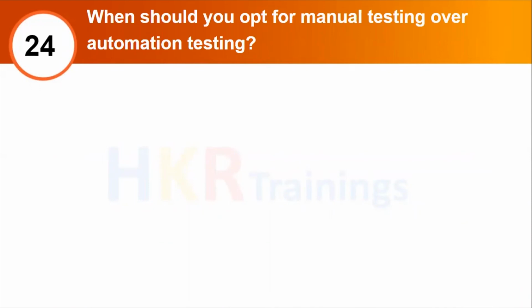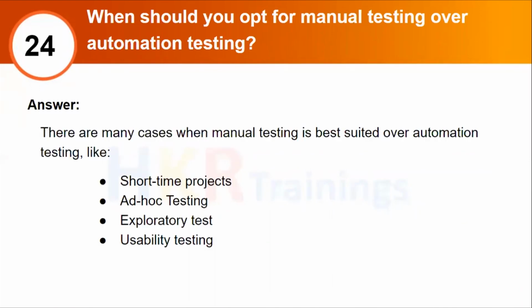When should you opt for manual testing over automation testing? Manual testing is mostly opted for in short-term projects. Suppose we have a small application that requires only one or two members, and we need not require any automation there, right? Instead of writing the code, maintaining the scripts, and maintaining other software to run all this, if it is a short-term project and a small application, then we need not maintain all the scripts and other software dependencies.